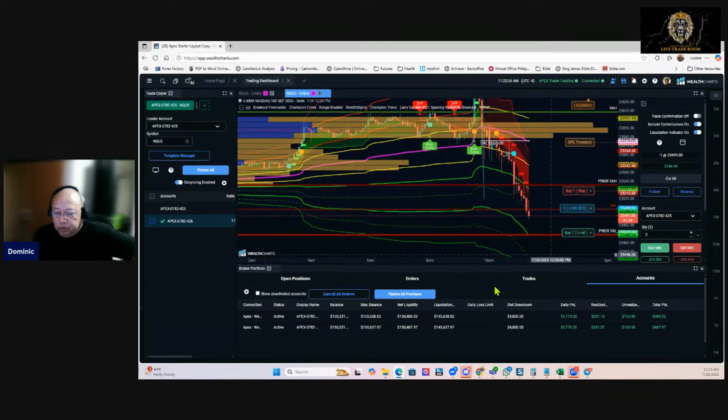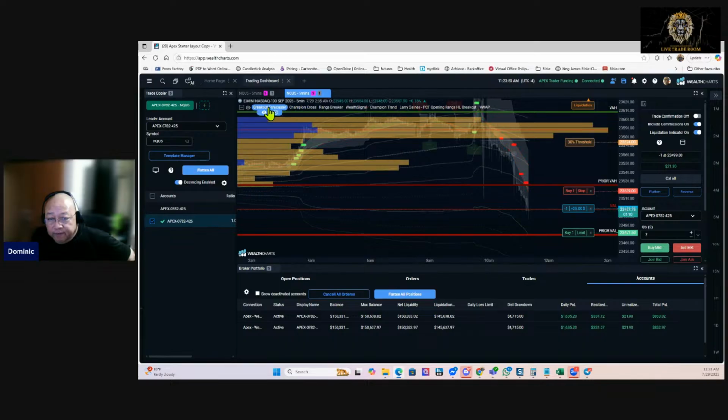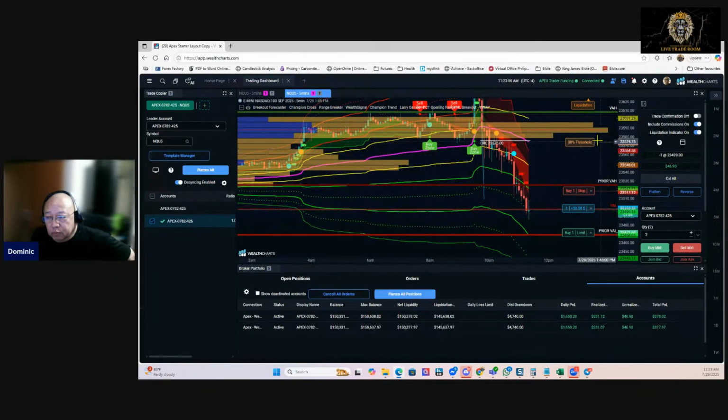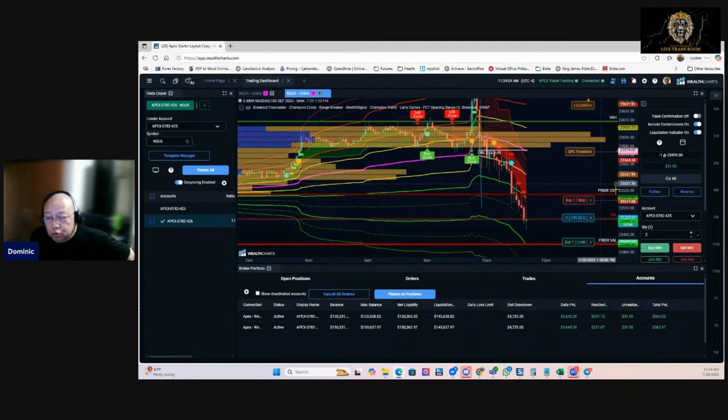When you purchase an eval from Apex and you do it with Wealth Charts, the trade copier is included, which is great. And these are the proprietary indicators. Well, the VWAP is not a proprietary indicator, but these other ones are, like Breakout Forecaster. A lot of these other ones, those are proprietary indicators that I use. That's been helping me. So, yeah, really good. And actually, you can do gold as well.